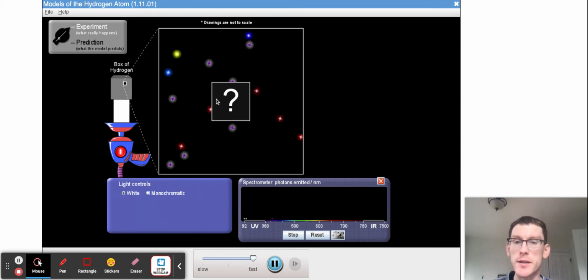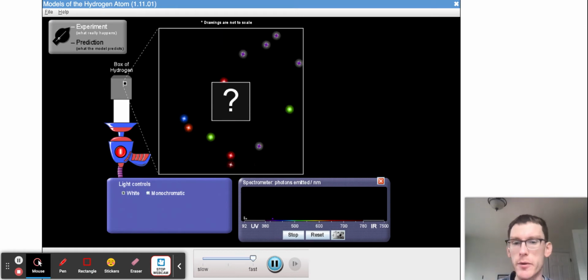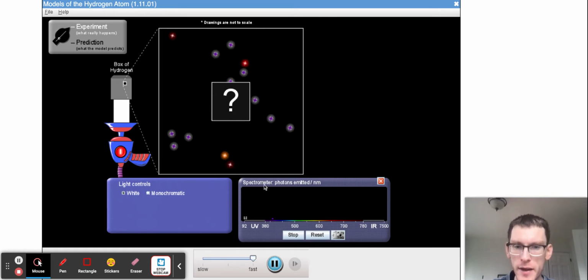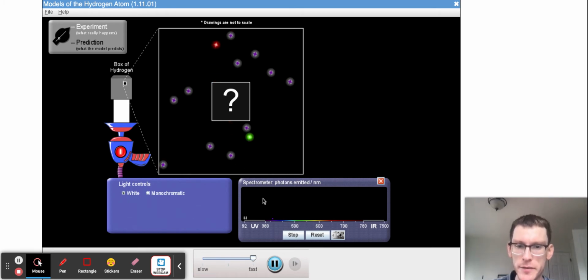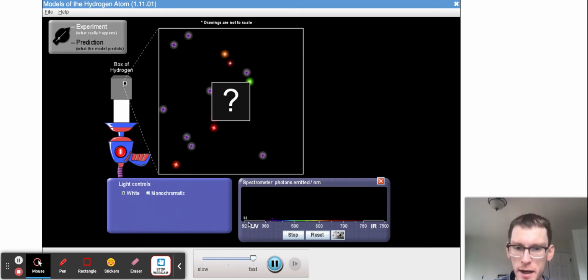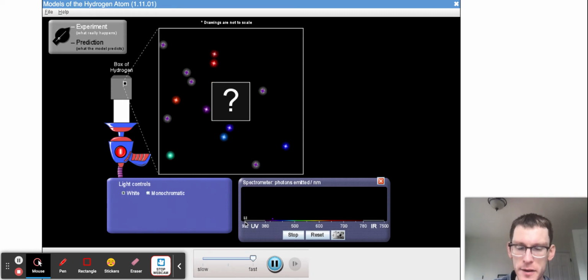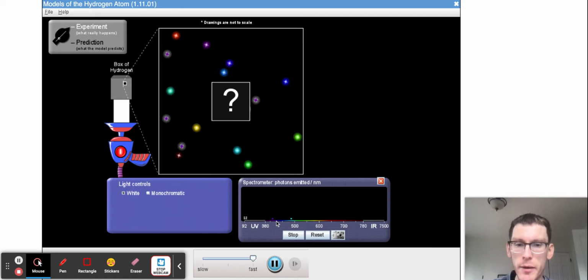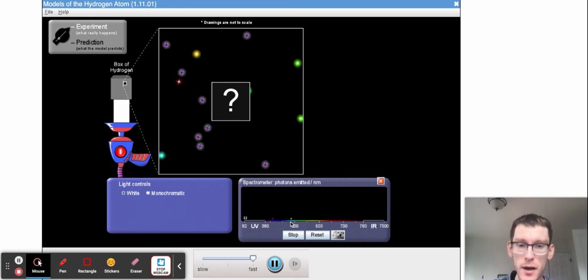And there's a big question mark here because we don't really know what is in the atom. That's the perspective that we're taking. So what we do know is that as we observe the spectrophotometer, we're seeing little dots here. This just means that for every time a photon is released of whatever wavelength, a dot appears.